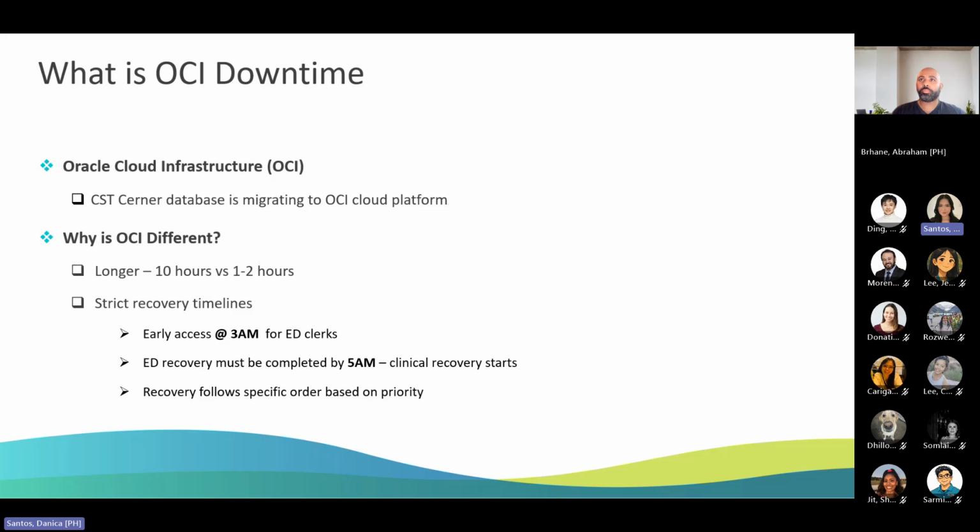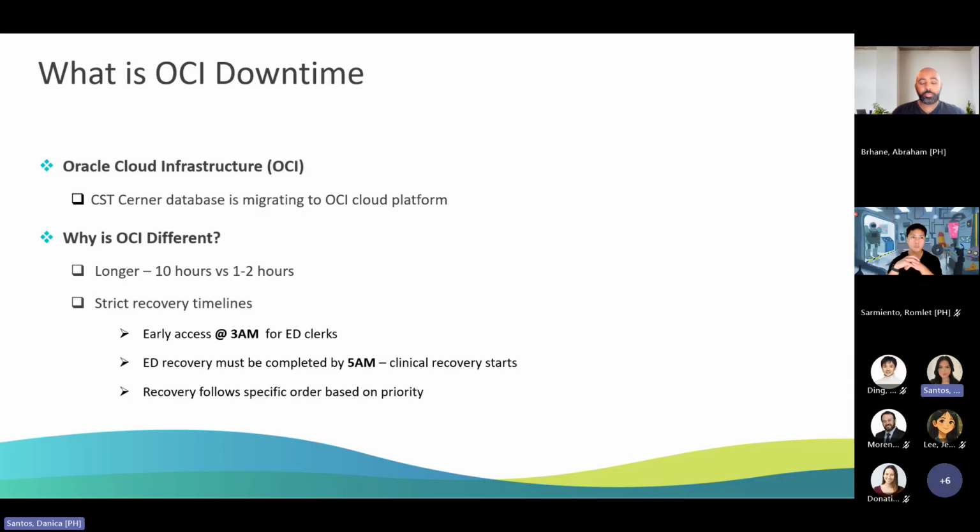Just a little bit of background. What is OCI downtime? OCI stands for Oracle Cloud Infrastructure. And as a part of this initiative, the CST Cerner database is being migrated to Oracle's cloud platform. What makes OCI different? Unlike a typical planned downtime, which may only last 1 or 2 hours, OCI downtime is approximately 10 hours long. Because of the length of downtime, recovery activities need to happen differently than they do during a normal downtime. Therefore, there are stricter recovery timelines.